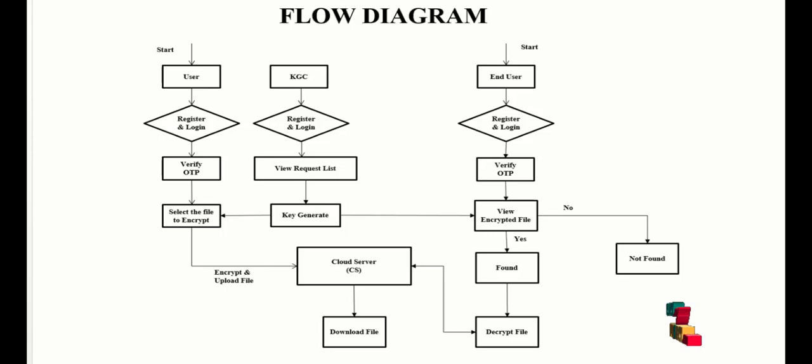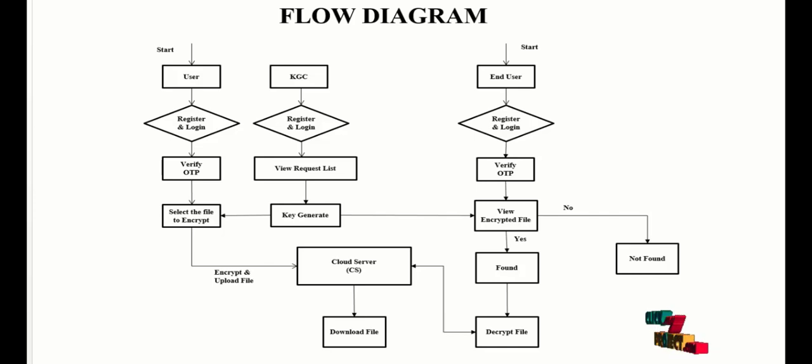Now we are going to see the flow diagram. First of all, the user has to log in. After the user logs in, an OTP will be generated for verification. If the user doesn't go to the next page, the OTP will expire within 30 seconds. Then the user chooses the file and can view the selected file. The user has to request a key from the key generator for this selected file. The key generator has to log in. After logging in, the key generator should view the requested list, generate the key for each requested file, and then send the key to the user.